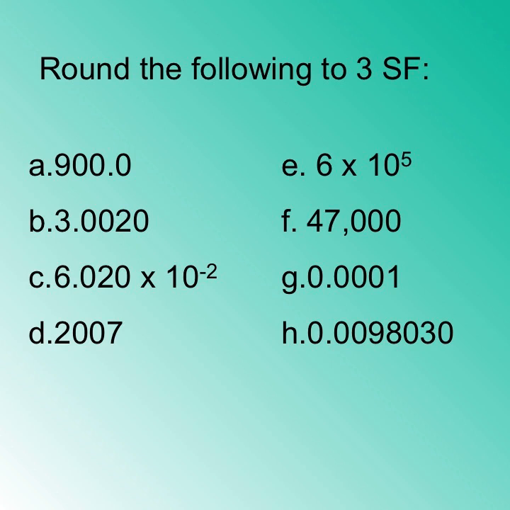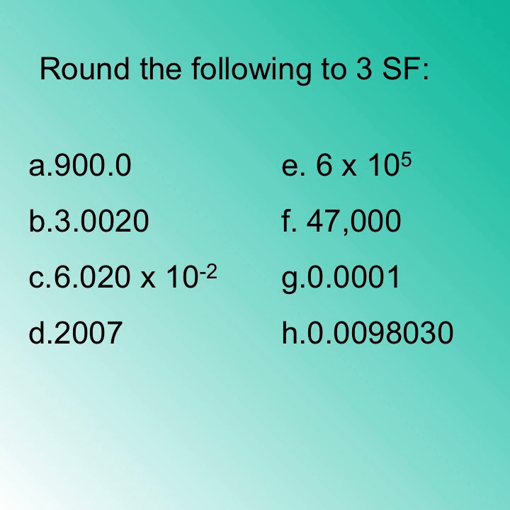C, 6.020 times 10 to the negative second, had 4 significant figures in it. We want it to have 3, so we make it 6.02 times 10 to the negative second. If you wanted to convert that one to regular notation, you certainly could have, and it would be 0.0602, still having 3 significant figures. On D, 2007, again, 4 significant figures, we want 3 significant figures. So I, again, need to consider the value.